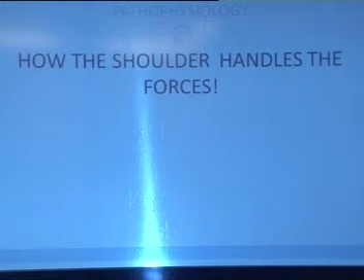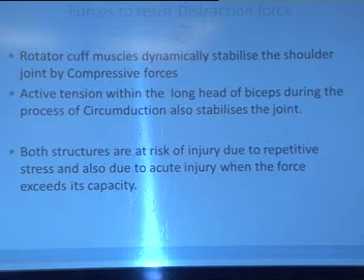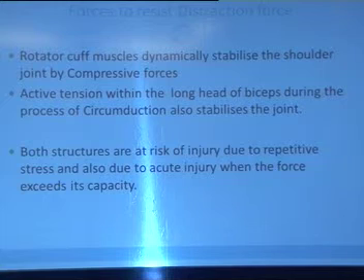But how does the shoulder handle these forces? If you go to the pathophysiology, the major factor for us is the rotator cuff muscles, which dynamically stabilize the shoulder when it is being circumducted. And active tension within the long head of the biceps during circumduction also stabilizes the joint. So both structures are at risk of injury due to repetitive stress and also due to acute injury when the force exceeds their capacity.